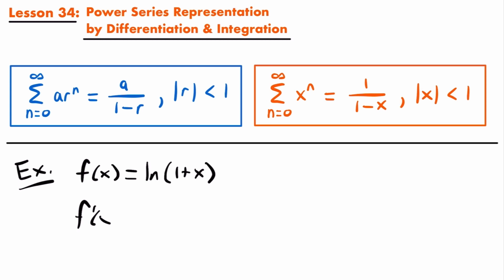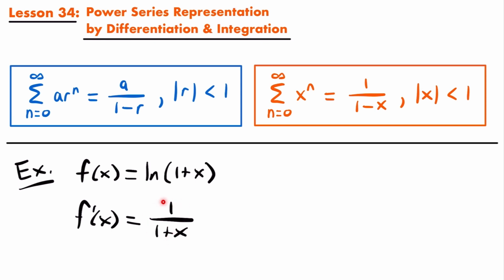F prime of x is equal to the derivative of the natural log of 1 plus x. The derivative of a natural log function will be 1 divided by the inside function times the derivative of that inside function, right? So we're going to have 1 divided by 1 plus x, and then we're going to multiply by the derivative of 1 plus x, but the derivative of 1 is 0, and the derivative of x is 1, so we'd just be multiplying by 1. And so the derivative, f prime of x, of this function is 1 divided by 1 plus x.